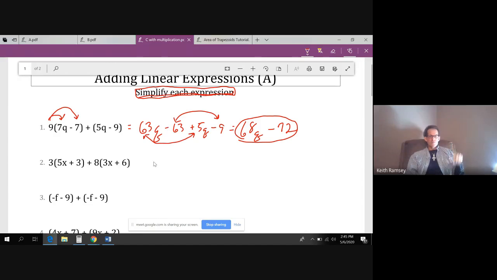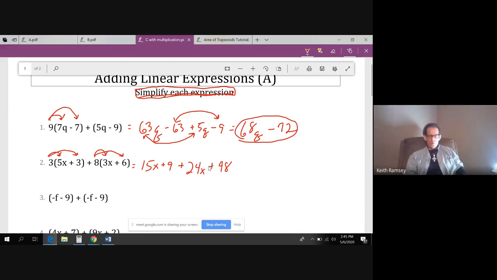Let's look at number 2. You have to distribute both of these. I have a 3 times 5x, which is going to be 15x. And I have a 3 times 3, which is 9. I have to distribute this 8 times 3x, which is going to be positive 24x. And I have this 8 times 6, which is going to be positive 48.